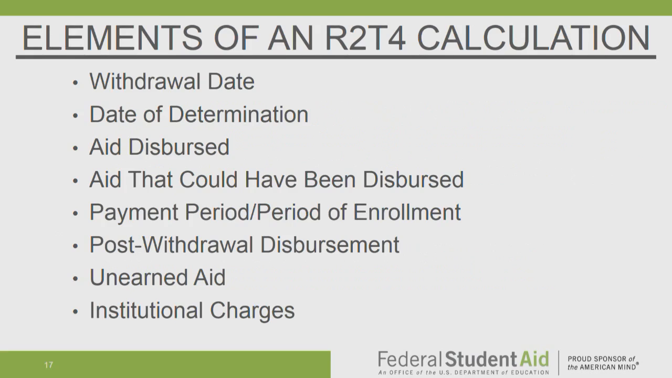Elements of R2T4. Withdrawal date. Withdrawal date will determine what is earned and unearned, triggered by whether you are attendance taking or not. If you are attendance taking, withdrawal date will always be the last day of attendance coming from your attendance record. If you are not attendance taking, then withdrawal date can be at midpoint, 50% of the period, or last day of an academic-related activity.